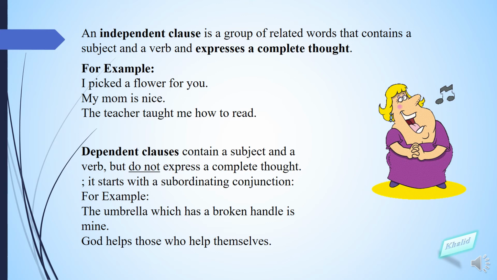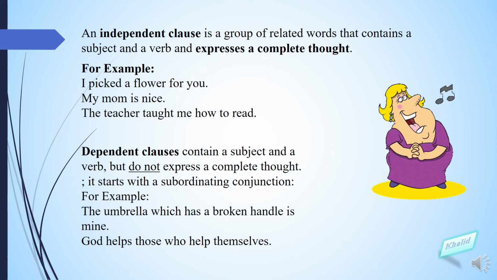My mom is nice, or my mom is very pretty. Again, it is giving you a complete sense, so it is an independent clause. You don't need any other clause to complete it. The teacher taught me how to write. What did the teacher teach? The teacher taught me how to write, how to read. So again, it is giving you a complete sense. So all these three sentences are examples of independent clauses.